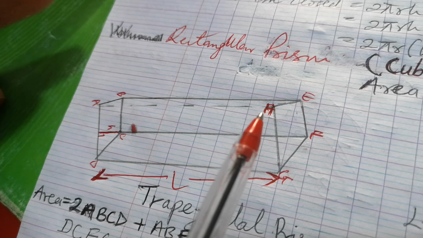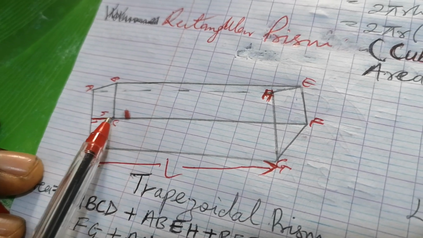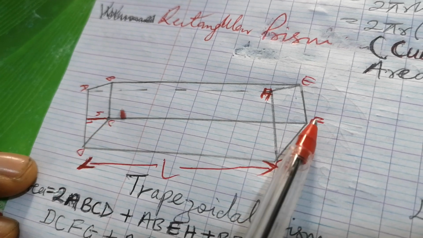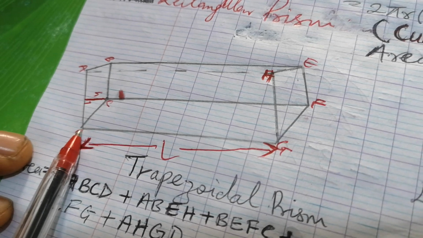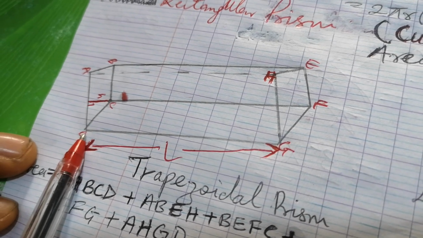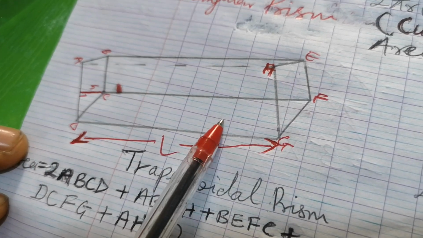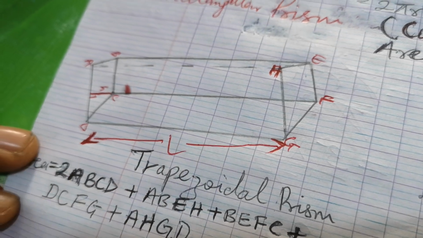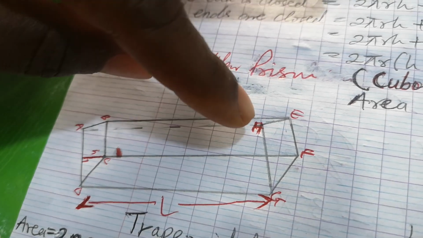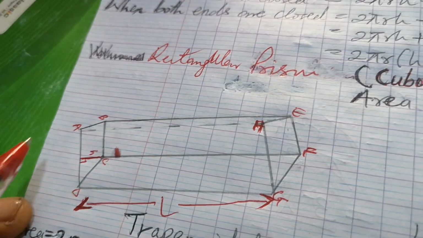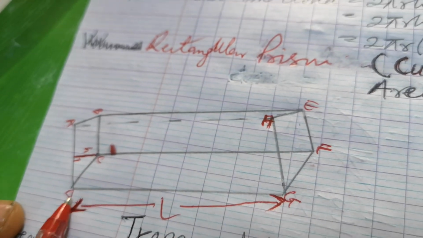That is how many rectangles now? 2. Then we have another rectangle, CFGD, which is how many now? It's 3. We have counted this one 1, the top here 2, this one 3. Then we have another rectangle, the base. That is where the solid is resting on the floor, which is AHGD.